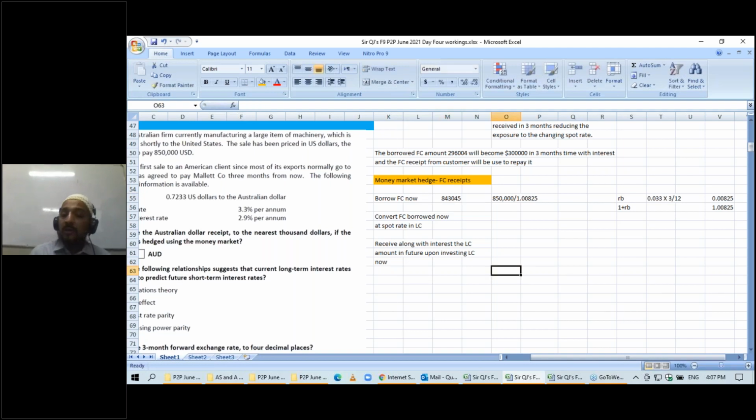Now this foreign currency amount which we have borrowed, we will convert it immediately into the local currency at the spot rate, and they have given you the spot rate as 0.7233. In order to convert it, 843,045 shall be divided by 0.7233. This gives us the local currency amount, which is 11,65,554.